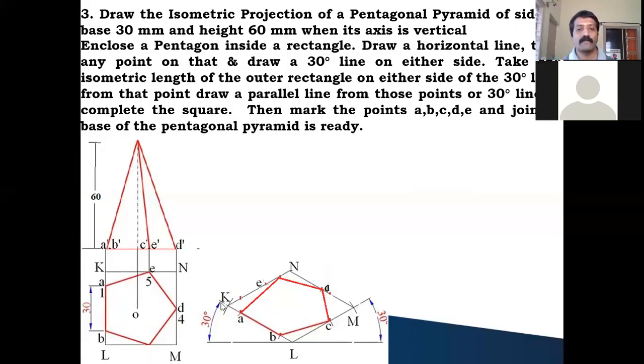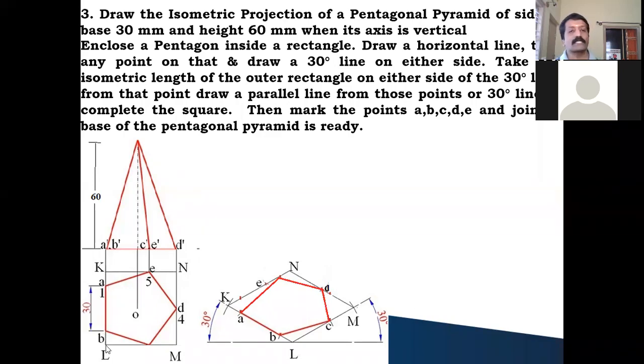Once you get this K and M, from K you draw a line parallel to LM, or draw a 30-degree line on the right side. Similarly, from point M, just observe the cursor, draw a parallel line like this to LK, or else draw a 30-degree line on the left side. Wherever these two lines intersect, you call that point N. So the outer rectangle of the isometric projection is drawn. Now we have to identify the pentagon points A, B, C, D, E, and join them. Then the base of the pentagon is ready. K to A and L to B distance is the same.